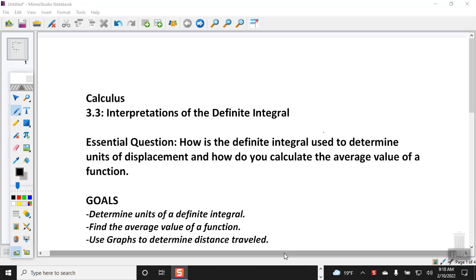All right, so we're looking at computing displacement, which you guys have done a lot of so far. We've done a great job with this. And then how do you calculate the average value of a function? This is going to be something that's kind of new for you right here, average value.